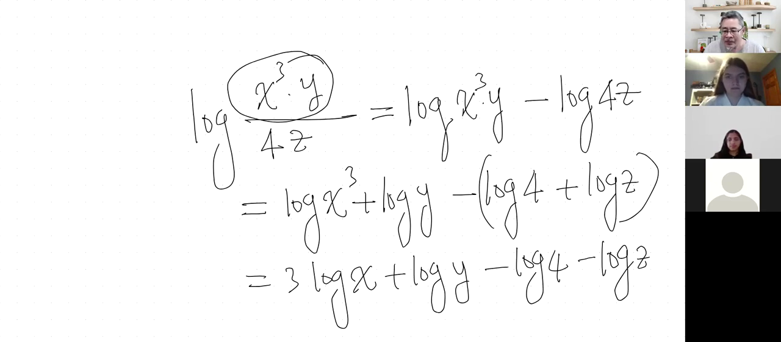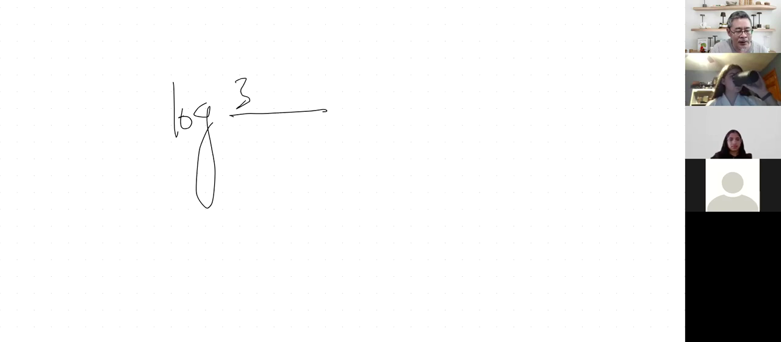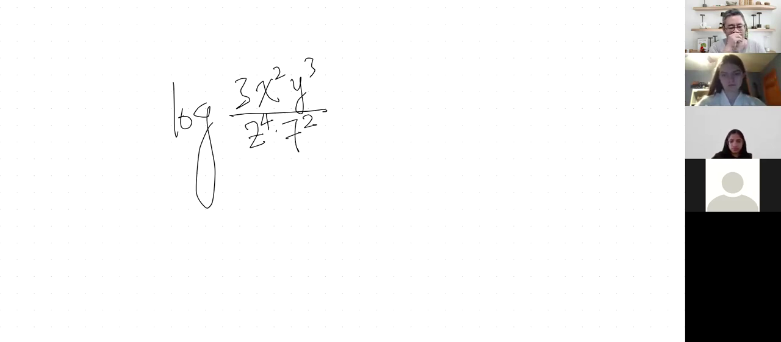Jet, you good? Yes. Okay. All right. Let's do one more. Log of 3 x squared y to the third over z to the fourth times 7 squared.